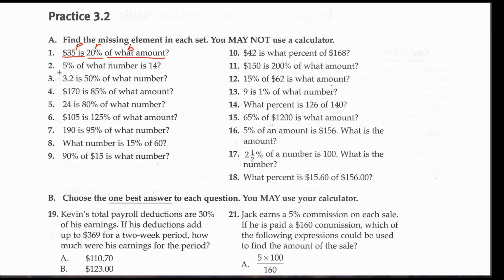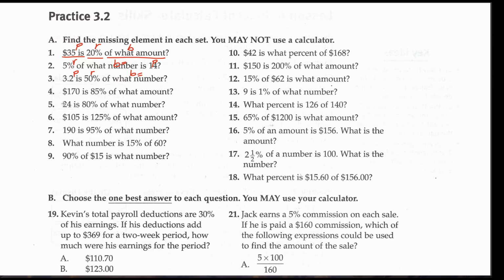Number 2, 5%. That is the rate. Of what number? That is the base that we don't know. Put P for 14. Number 3, 3.2 is 50% of what number? So 3.2 is the part. 50%, that is the rate. Of what number? We don't know. That's the base.